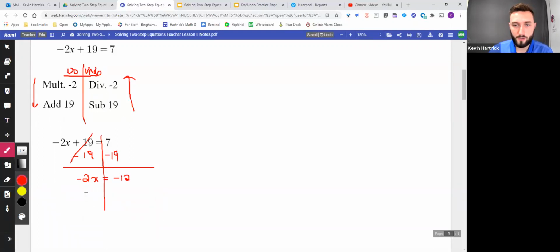My next step in undo is to divide by negative 2. Make sure you keep that sign. Negative divided by negative is actually a positive, so this gives me a positive 6.